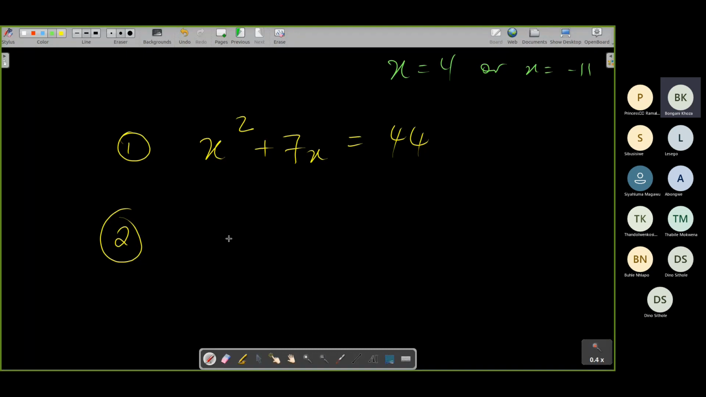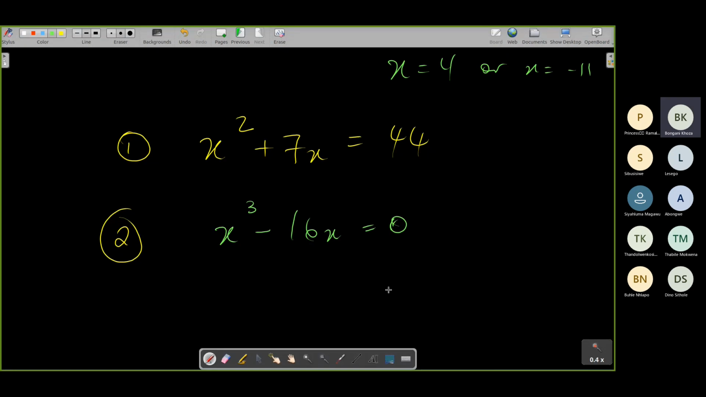Remember this one, let's try doing x cubed minus 16x equals 0. x cubed minus 16x equals 0. I showed you a bit how to start for that one.